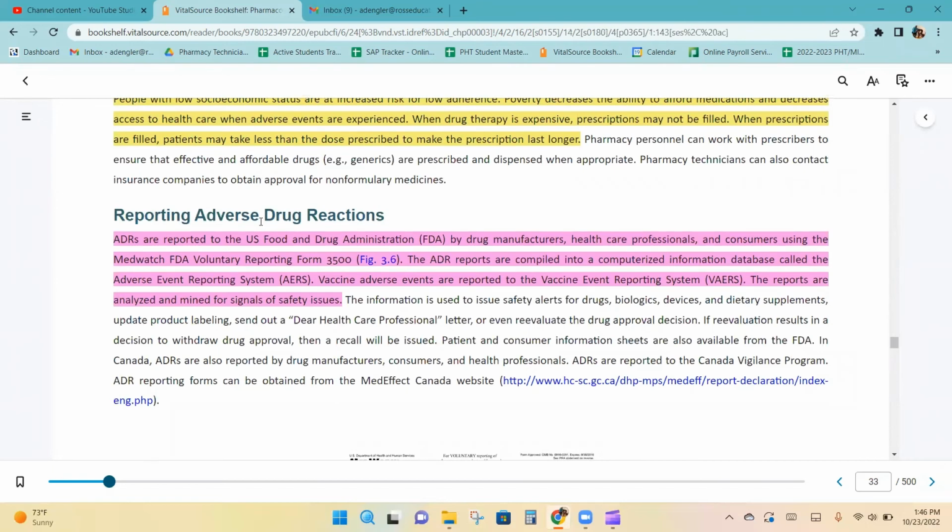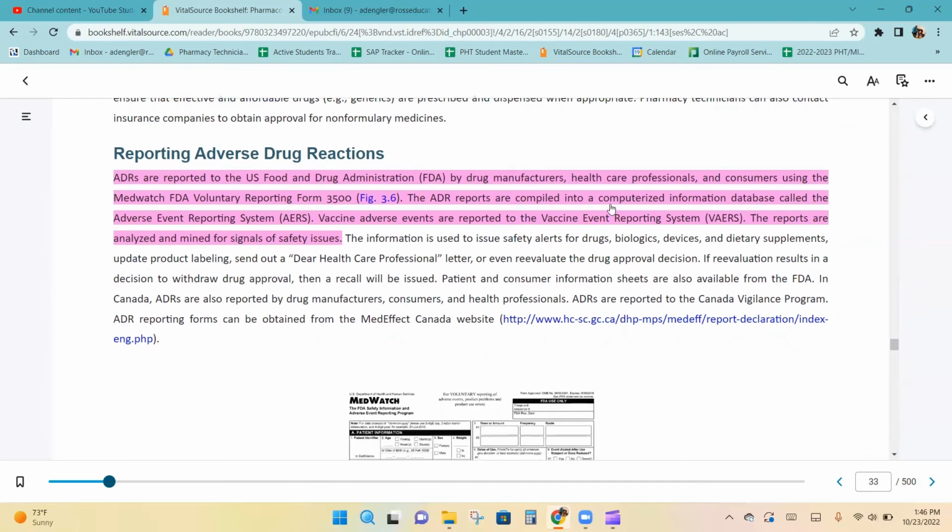Pharmacy personnel can work with the prescribers to ensure that effective and affordable drugs like generics are prescribed and dispensed when appropriate. Pharmacy technicians can also contact insurance companies to obtain approval for non-formulary medications. And that's true, but only in some certain settings. When I worked at a specialty pharmacy, my job was to obtain approval for non-covered and non-formulary medications. But if you're working at just a standard retail pharmacy, that job is actually going to be more for the doctor's office. We would just forward them the information that they should change it because it's not covered, or possibly call them and tell them that it's too expensive. And then they can work with the insurance company to get it covered. That's usually how it works.